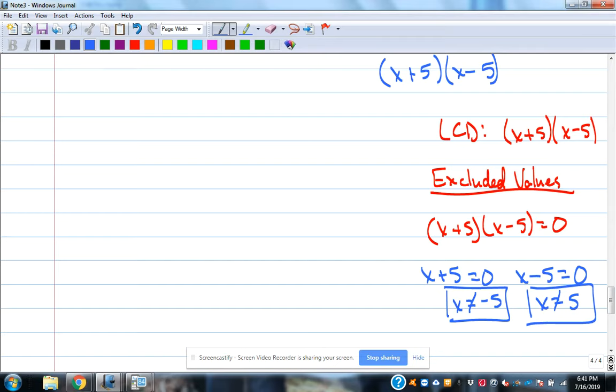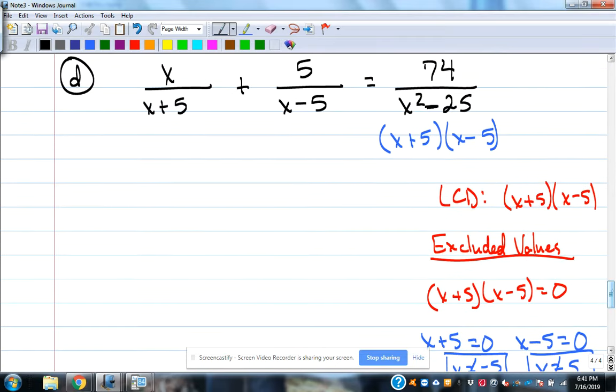Okay. Now, go back to the original, and let's fix up the denominators. The first one has the x plus 5, so that means it needs the other one, x minus 5. So top gets the x minus 5 too. Second fraction has the x minus 5, so that needs the x plus 5, top and bottom. Okay.